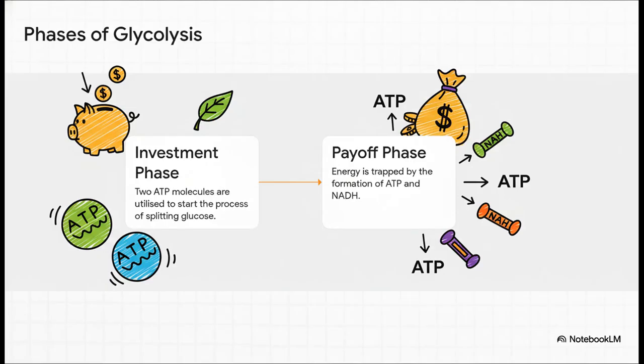Now, I know glycolysis is a 10-step process, but don't get scared by that. We can just think of it in two simple parts. First, you have the investment phase. It's like starting a small business, right? You have to spend a little money to get started. So the cell spends 2 ATP. But then comes the best part, the payoff phase. The cell gets back 4 ATP and 2 other supercharged molecules called NADH.